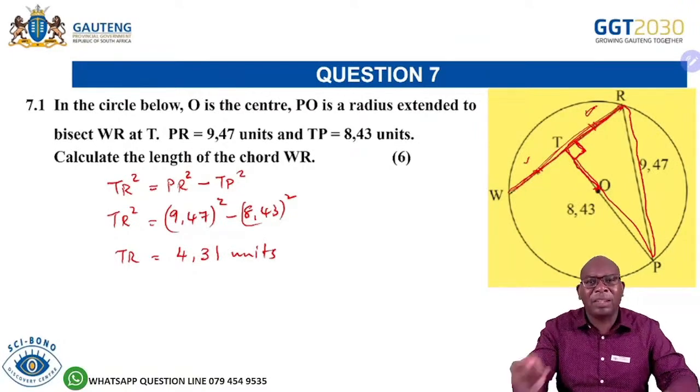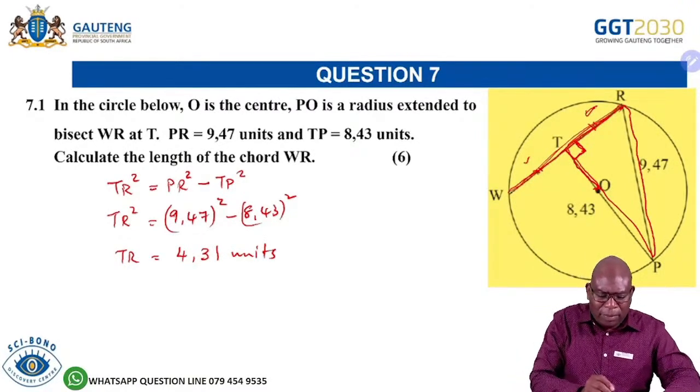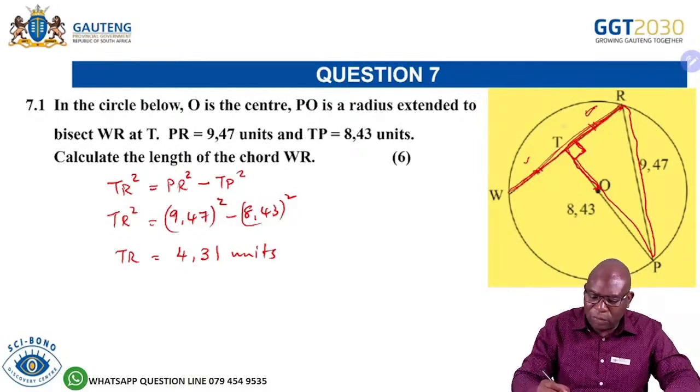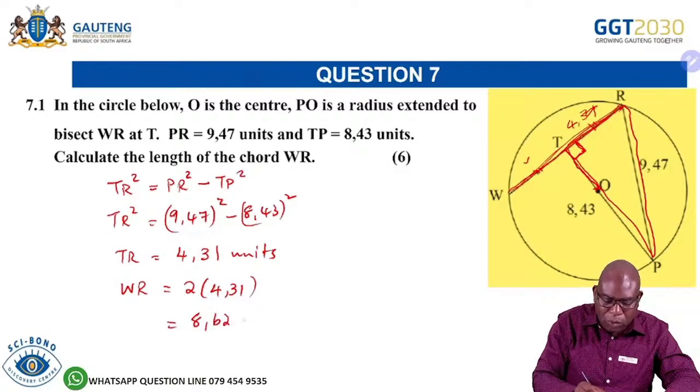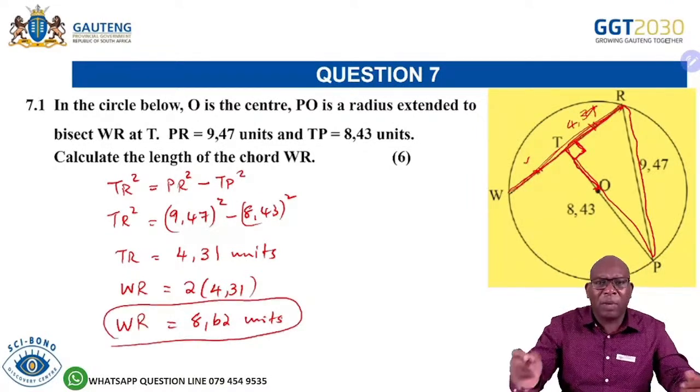You see, and that's the 6 marks. But now the TR, I know it's 4.31. What do I need? I need the whole of WR, which is 2 times 4.31. Then I get 8.62 units. That's WR. Done. 6 marks.